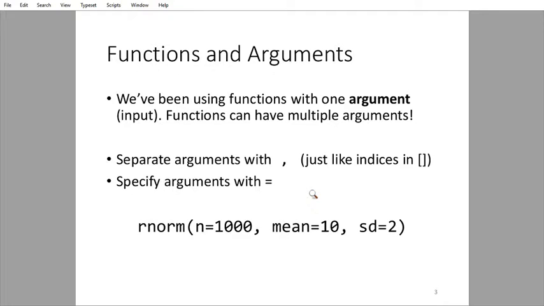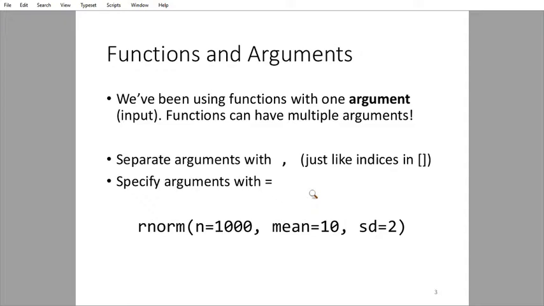So the way I think about this is I'm temporarily telling R the value of a couple of variables inside of this function. So for this rnorm function, I'm going to set n equals 1,000, mean equals 10, and standard deviation equals 2. So this is how you'll do every function from now on. And I'll talk about why you were able to do this without specifying any of this option equals syntax.